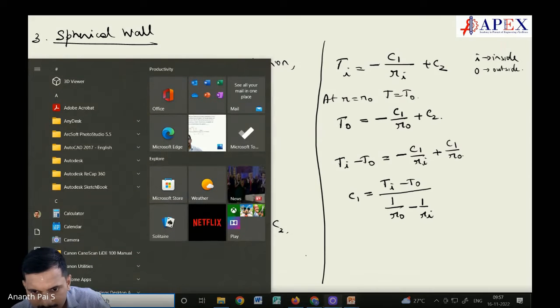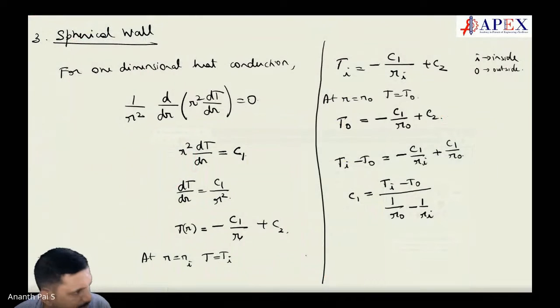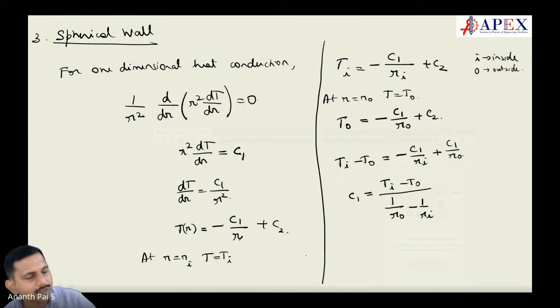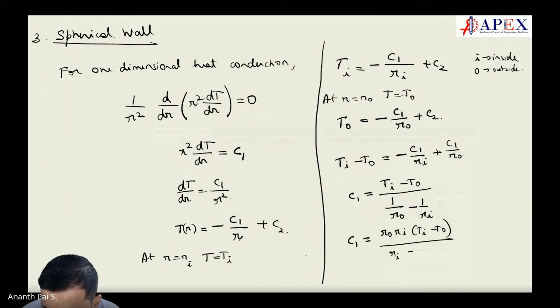You are comfortable with this? Right. C1 is equal to Ti minus T naught divided by 1 by Ri minus 1 by R naught. Or if you take it above, you will get C1 is equal to R naught Ri into Ti minus T naught divided by R naught minus Ri. Make sense? Apply that there.